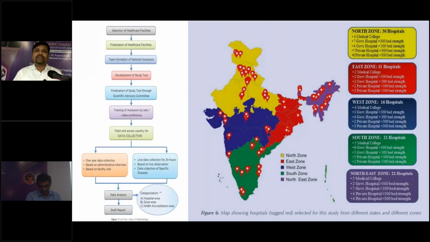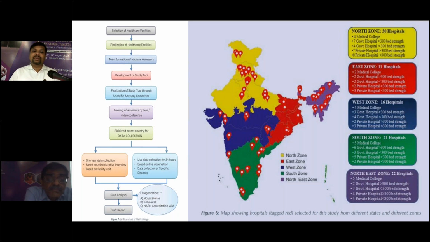Actually, the collaborative group earmarked 100 centers for collection of data across the country. They divided the country into 5 zones. They collected data from all 5 zones. They collected data for one continuous year. They also sent their national level assessors to the centers of enrollment, and they collected live data for 24 hours.